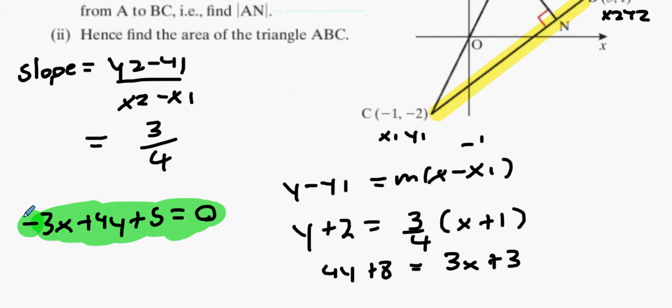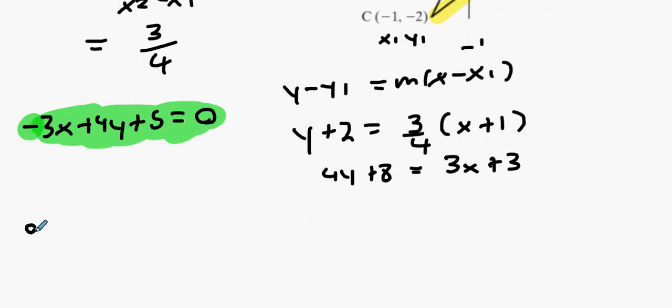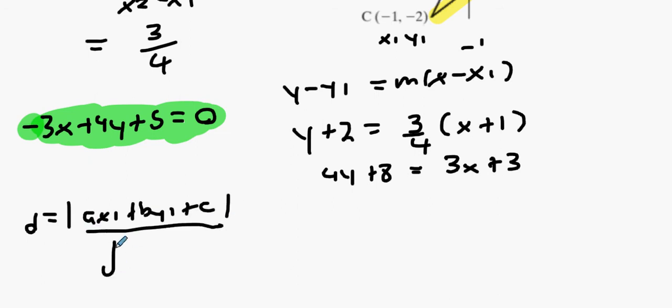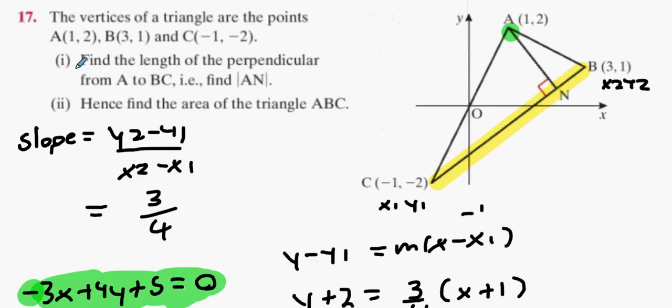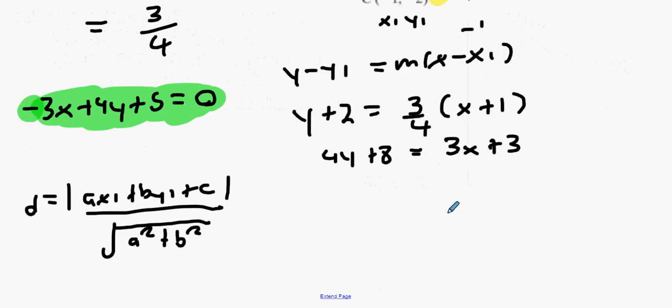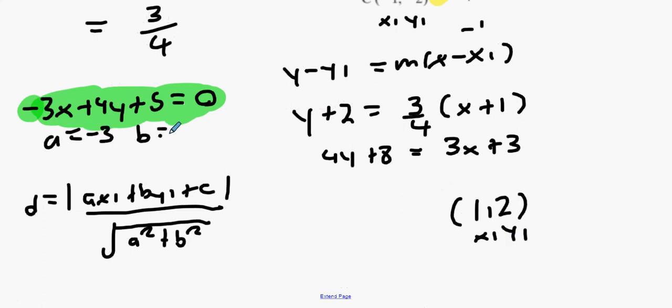Next thing. What chapter are we in again? We're in this chapter where we constantly use the D formula, where D equals ax1 plus by1 plus c over the square root of a squared plus b squared. It wants the perpendicular distance. If you go back to your original, see the way this is right angles? That means perpendicular distance from A. So we're going to find that out now. A is 1, 2. 1, 2 is your x1, y1. My A value is -3, B value is 4, C value is 5.